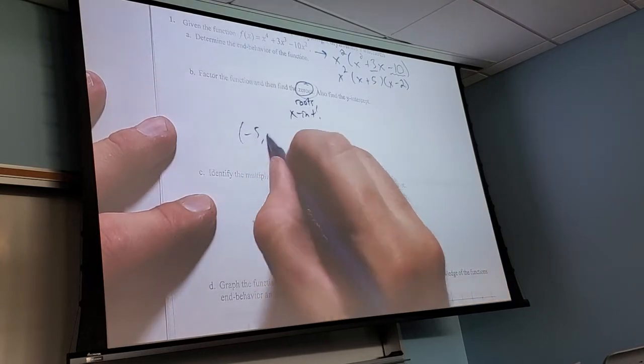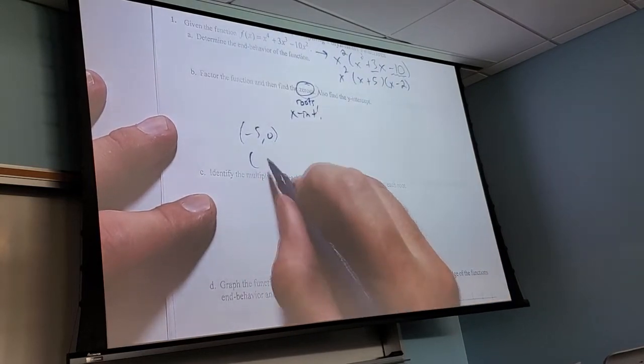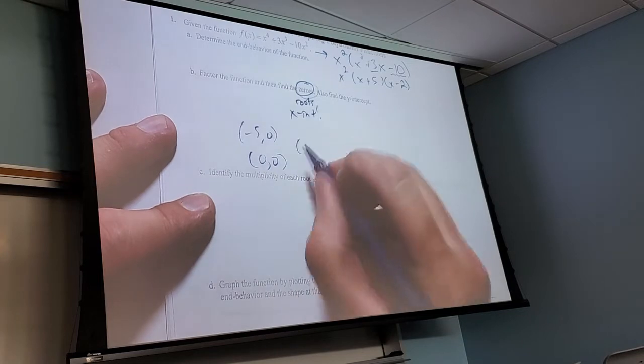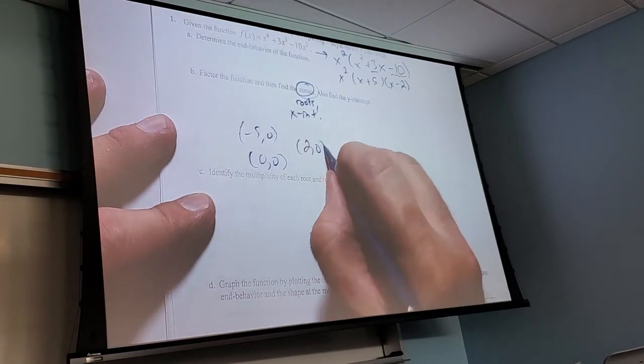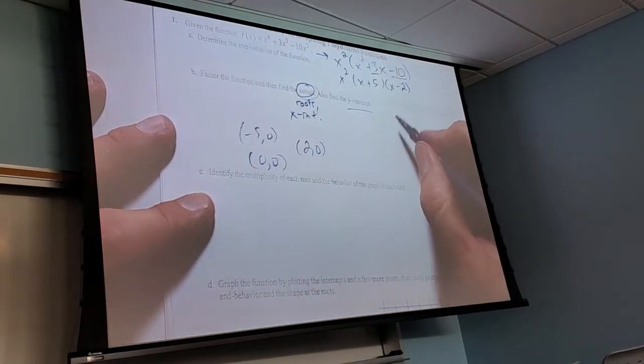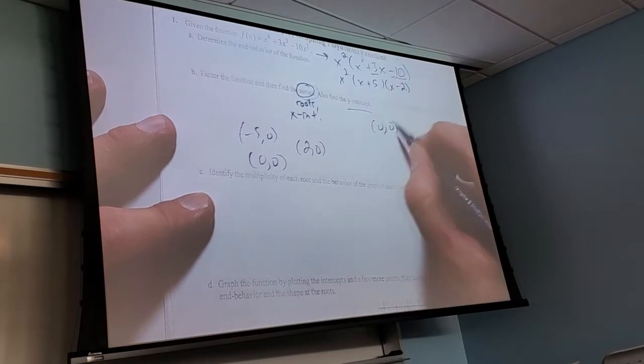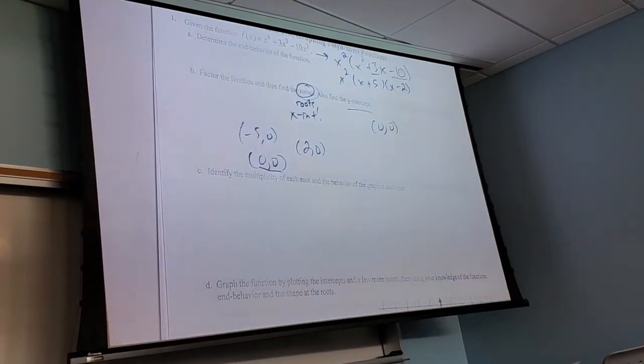Yeah, (-5, 0). I think somebody said (0, 0) and (2, 0). And what about the y-intercept? (0, 0), yeah. If you see a (0, 0) x-intercept, there's got to be a (0, 0) y-intercept. Okay. I like it.